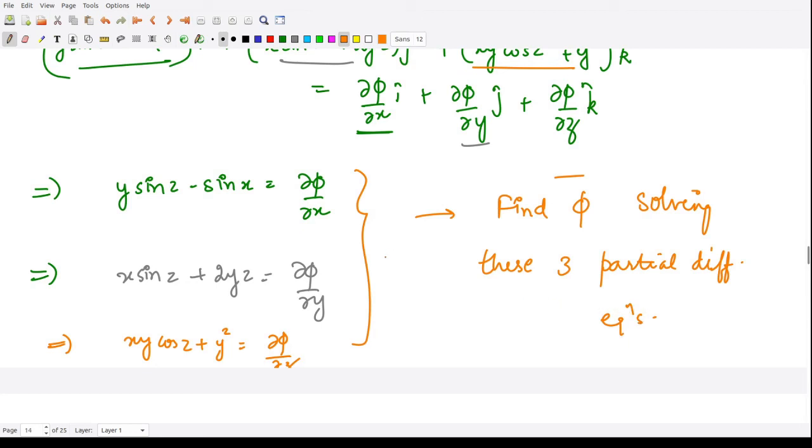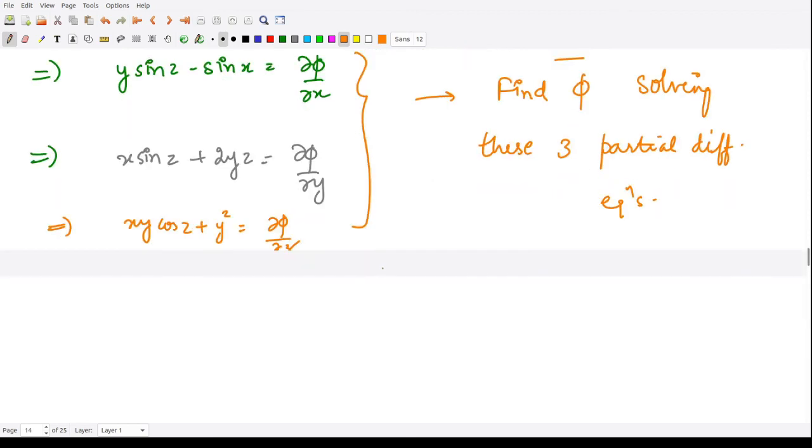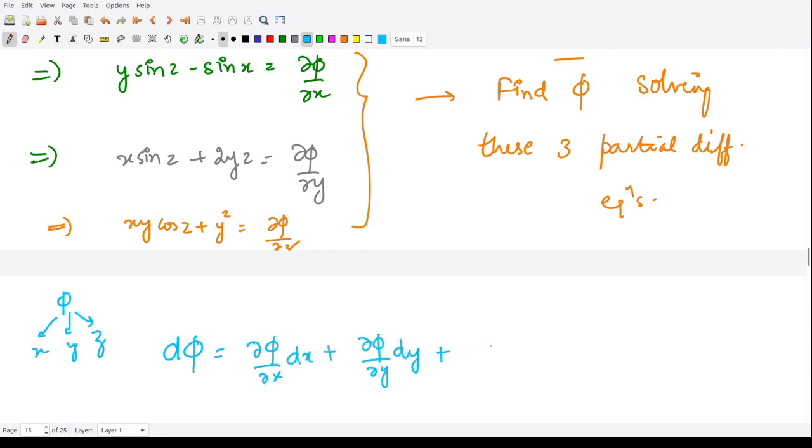One way is to integrate these equations as we have done in the previous question. Another way is you can make an exact integral out of it. So how can you do that? You can write the d phi, which is the complete derivative of phi, because phi is a function of x, y and z. So you can write that to be del phi by del x dx plus del phi by del y dy plus del phi by del z dz.